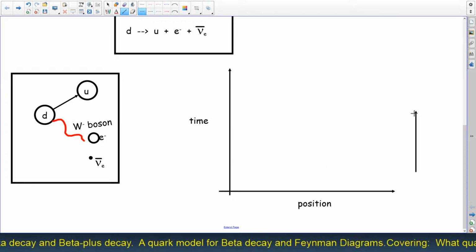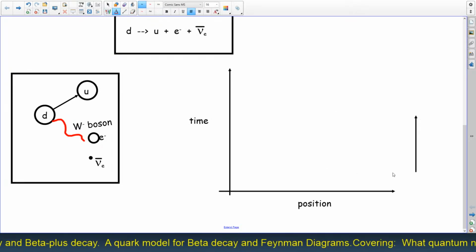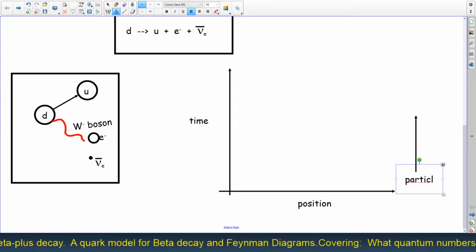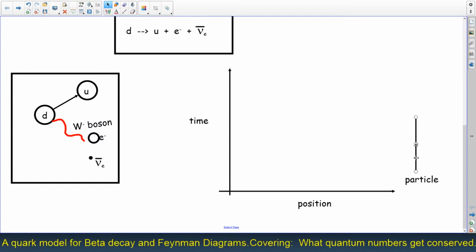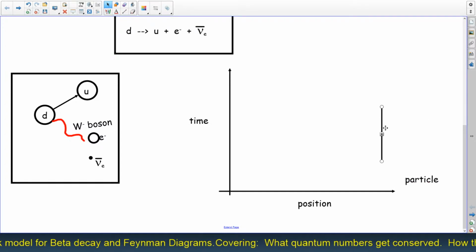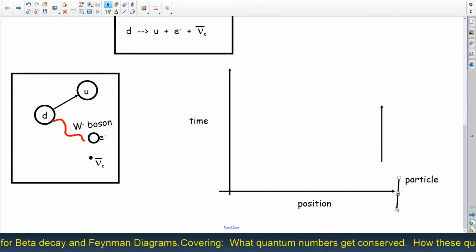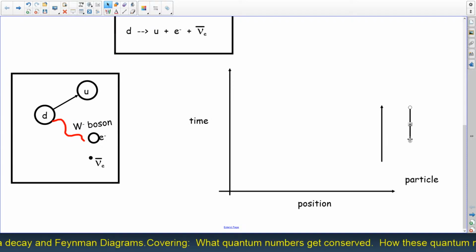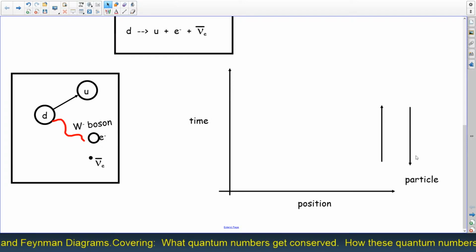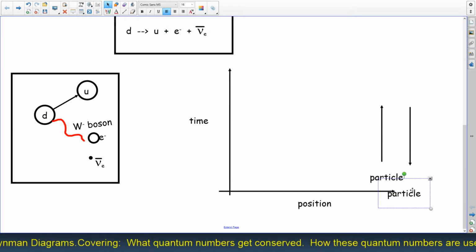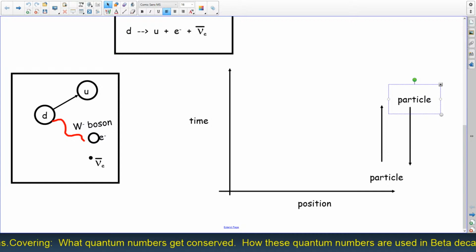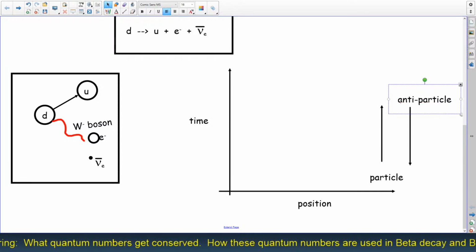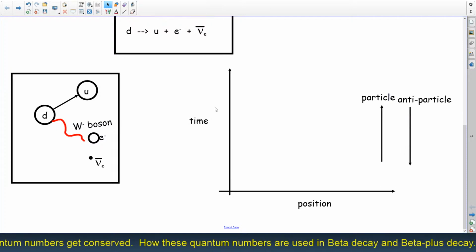You have arrowed lines that are particles. So an arrow heading upwards is a particle. An arrow heading downwards is interestingly not going downwards, because that would be stupid, because time continues to travel forwards. You don't go backwards in time. A downward arrow is an antiparticle. Okay, so we always read from bottom to top. So an antiparticle is downwards, a particle is upwards in this diagram.